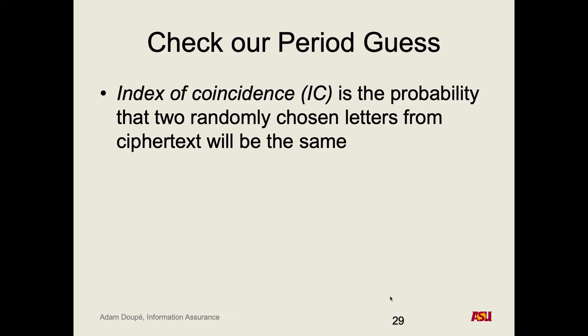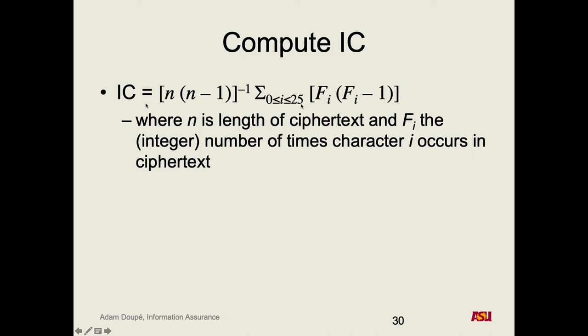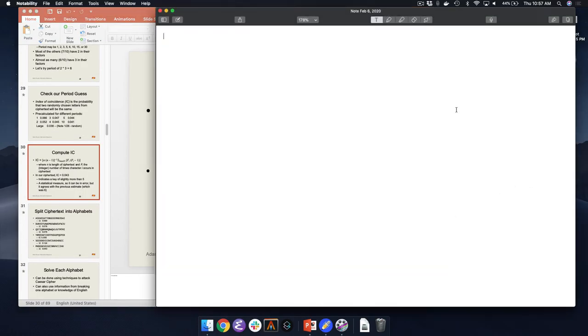So think about English. This is, in some sense, one measure that we'll look at that tries to see how English-ish this text is. So for instance, if you randomly, let's look at the math and then we'll go back.